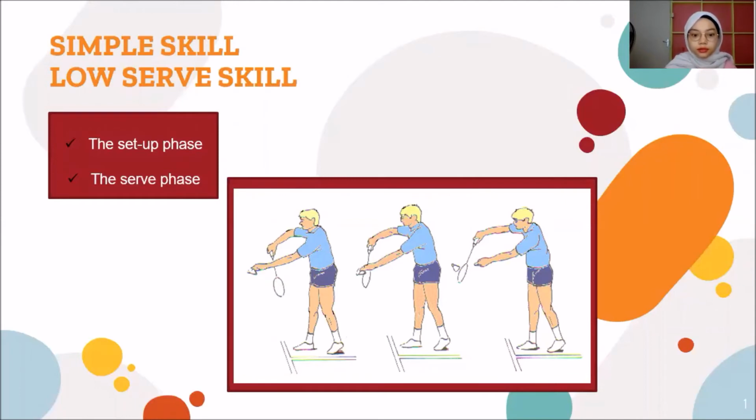In the serve phase, there are 3 steps. The first step is to take aim, which is the target place that we want to serve on. The second step is to relax your body, then push the shuttlecock. The last step is that the shuttlecock should sail just above the net, landing right behind the service line. That's all.